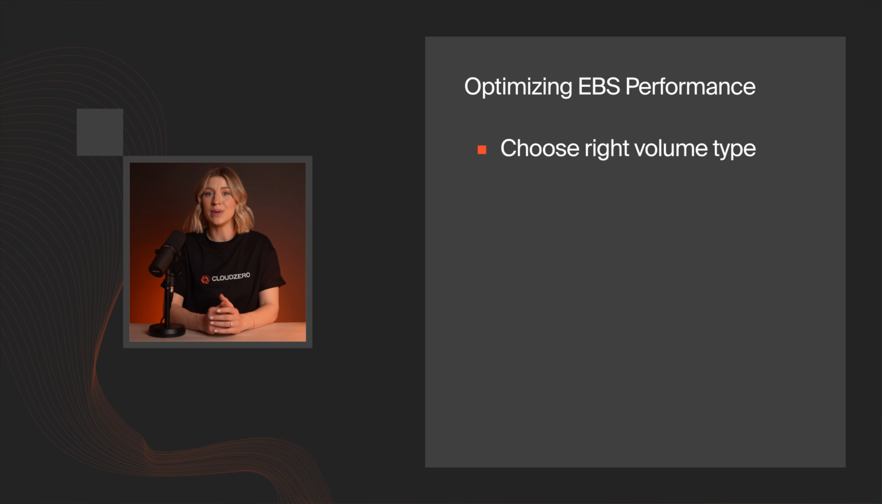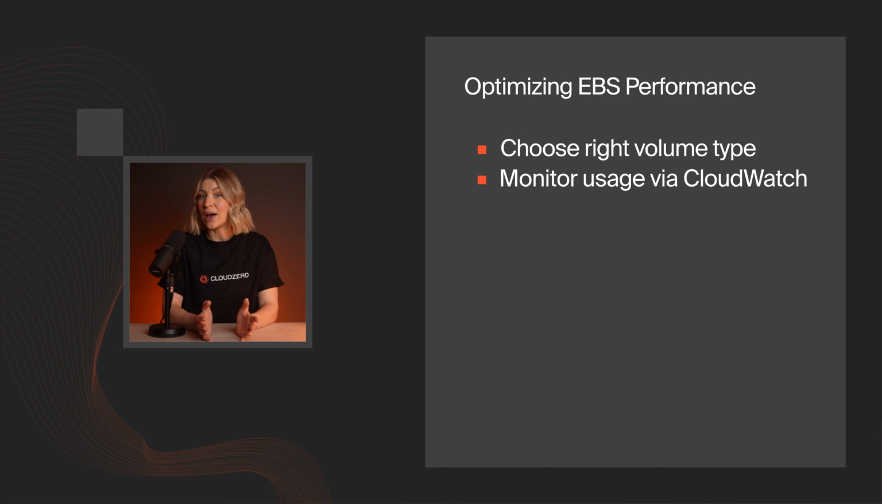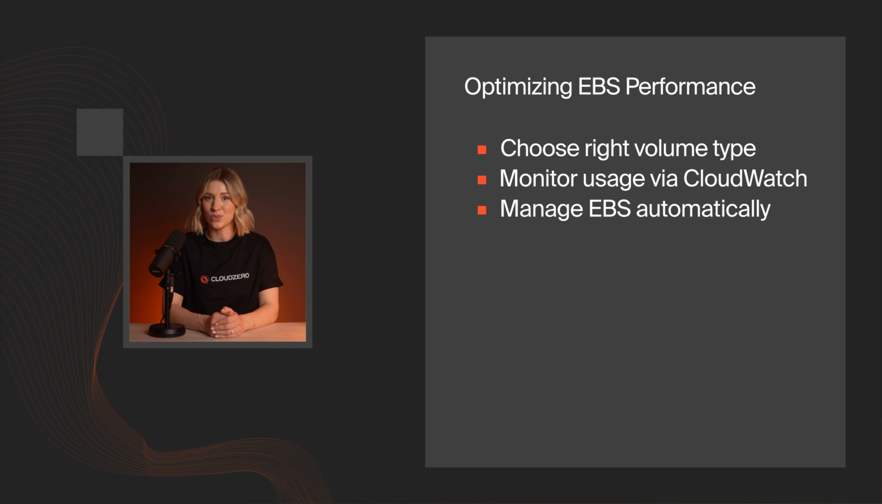So how do you actually maximize EBS efficiency? First, pick the right volume type for your workload. Don't just default to GP2 or IO1 because it sounds like the best option. Second, monitor your usage with AWS CloudWatch. If you're not consistently using the IOPS or throughput you provisioned, consider downsizing. Third, automate EBS lifecycle management. Set up policies to delete unused snapshots, move cold data to cheaper storage, and clean up orphaned volumes.